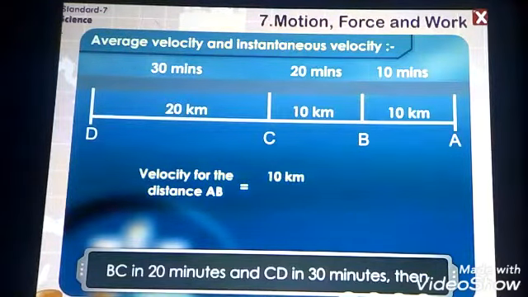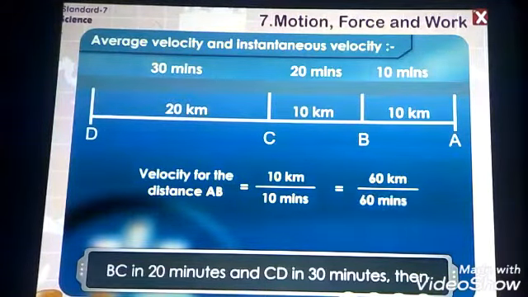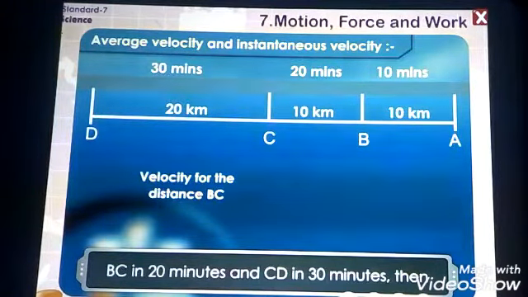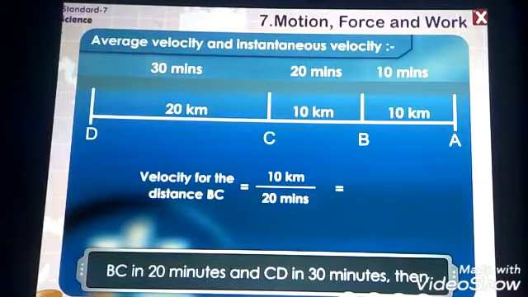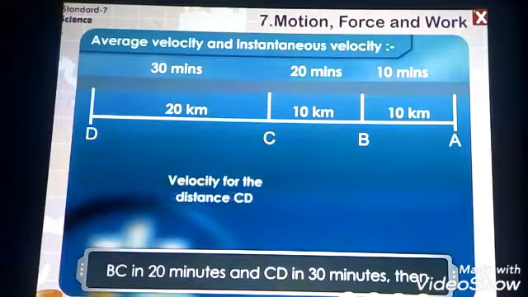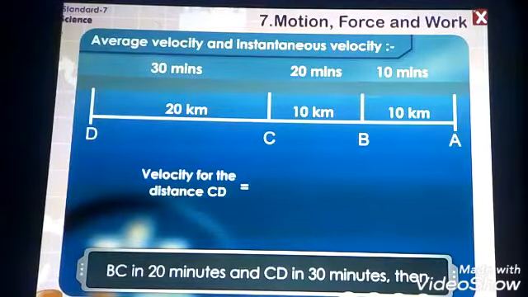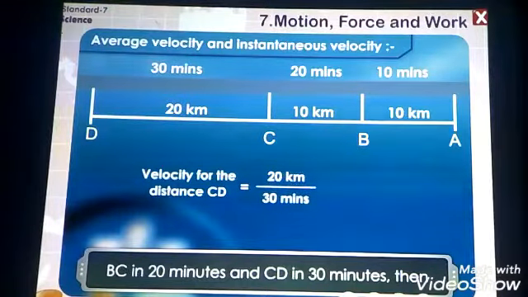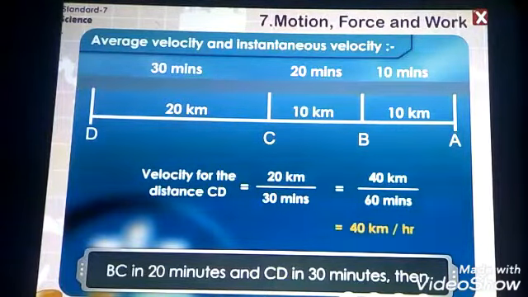velocity for the distance AB is equal to 10 km upon 10 minutes is equal to 60 km upon 60 minutes is equal to 60 km per hour. Velocity for the distance BC is equal to 10 km upon 20 minutes is equal to 30 km upon 60 minutes is equal to 30 km per hour. Velocity for the distance CD is equal to 20 km upon 30 minutes is equal to 40 km upon 60 minutes is equal to 40 km per hour.